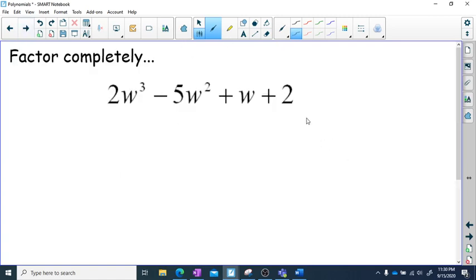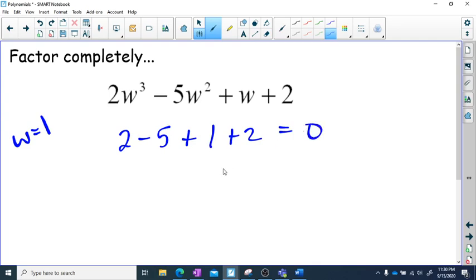All right, here's another one. This is an easier one, at least to get your first factor, because 2 only has 2 factors, 1 and 2. Let's try w equals 1. That would give me 2, take away 5, plus 1, plus 2. And what do I get for a remainder? 0. It works. Remember, if you fill in a positive 1, your factor must have been w subtract 1.